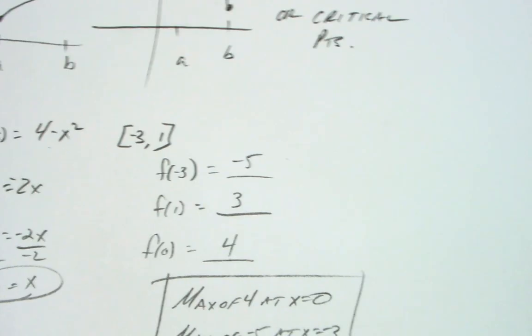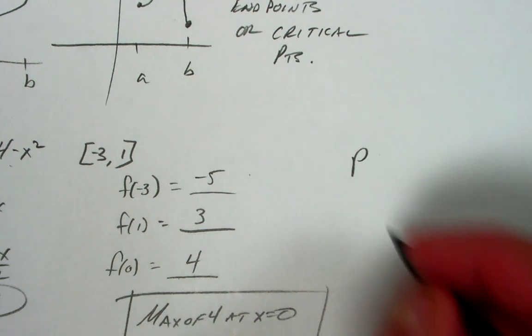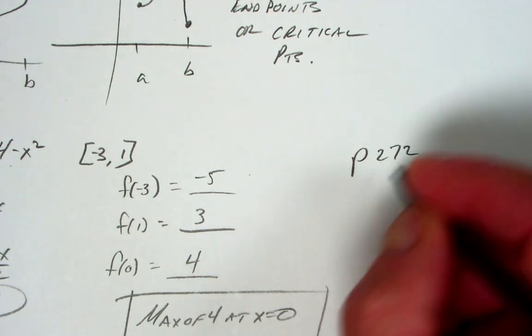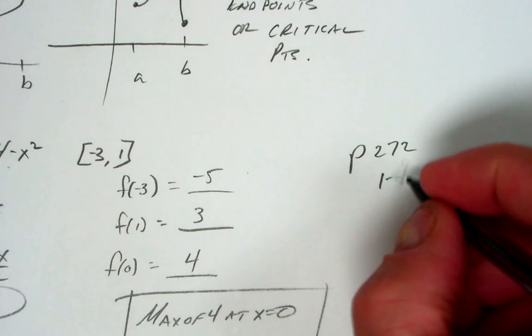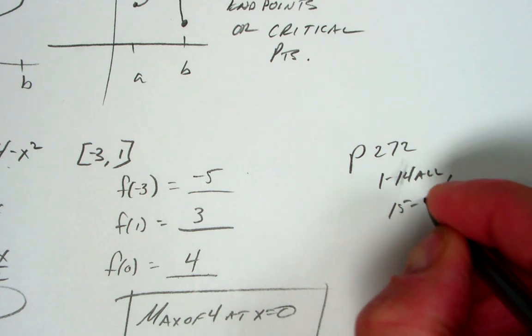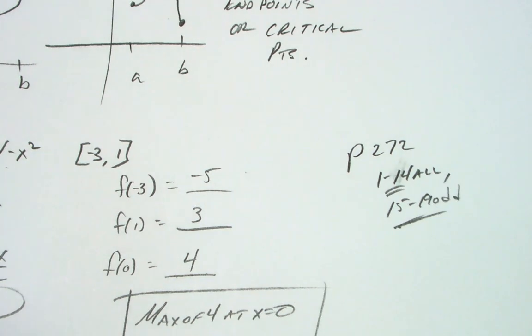Okay, so here we go. Here's what we're going to do. We are going to do page, where's my notes? Page, I don't even have the page number written down, 272. 1 through 14 all, and then 15 through 19, just the odds. 1 through 14 all, that's going to be pretty straightforward. 15 through 19.